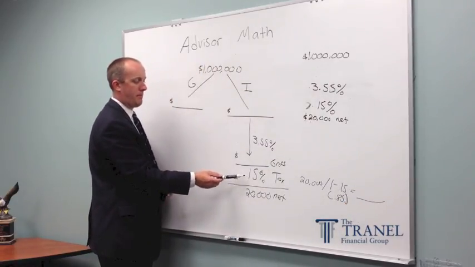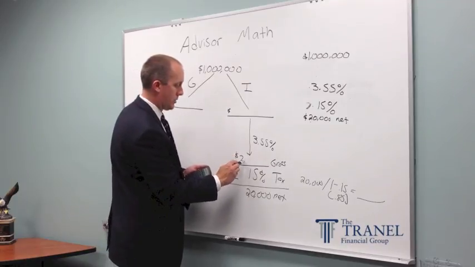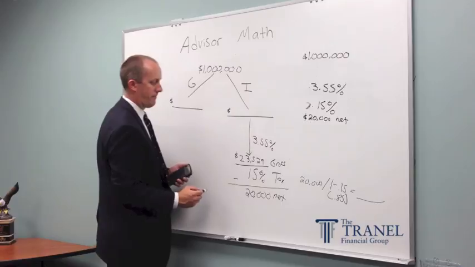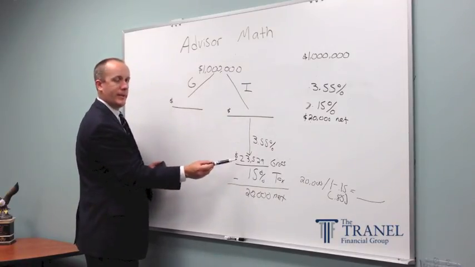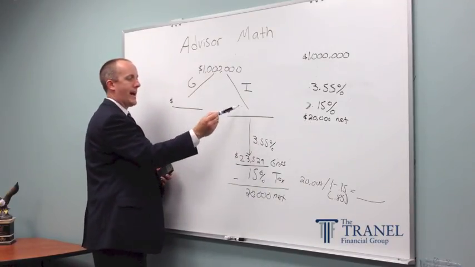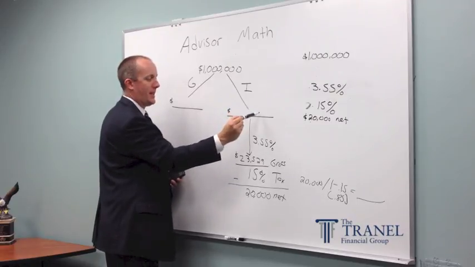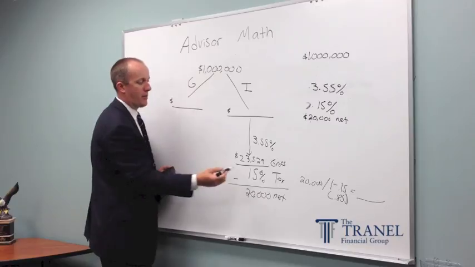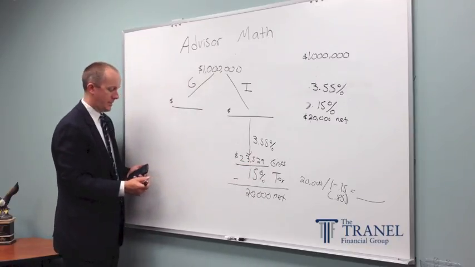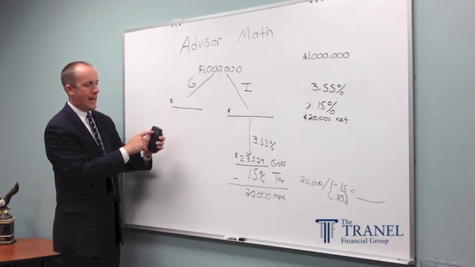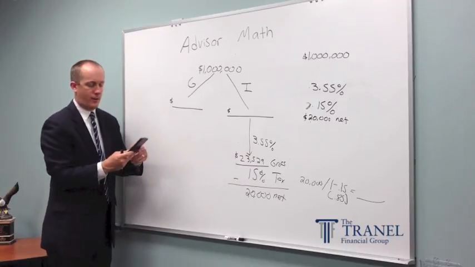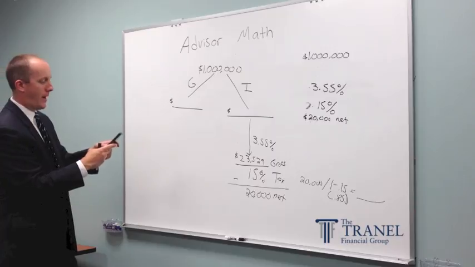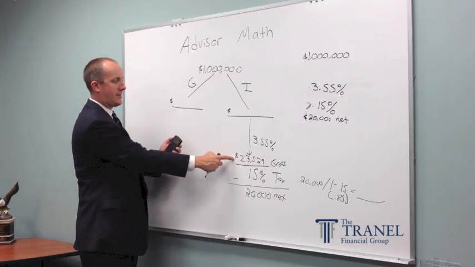$20,000 divided by 0.85 equals $23,529. We know what we need to gross. Now let's figure out how big this bucket needs to be, assuming a distribution rate of 3.55% to gross us this. I've already got that number in my calculator because I already did 20,000 divided by 0.85, gave me that.